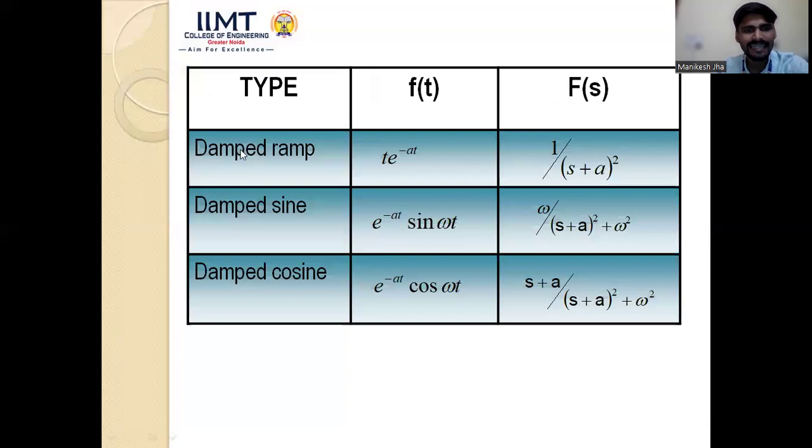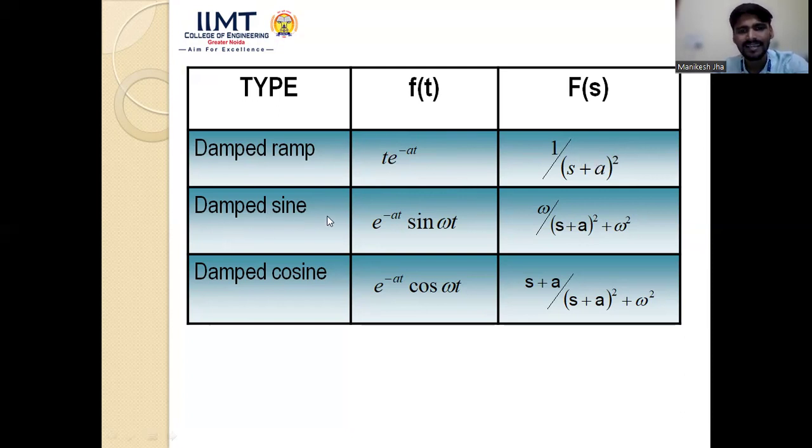The next signal is the damped ramp signal. Damped, we understand, is e to the power minus at. It is still talking about the ramp signal, so t e to the power minus at. When we are finding the Laplace transform, here we are applying a property of the Laplace transform. What will be the property? It is multiplication by t, so we are applying the differentiation in the s domain property. When we apply that property, we get the Laplace transform as 1 upon s plus a whole square.